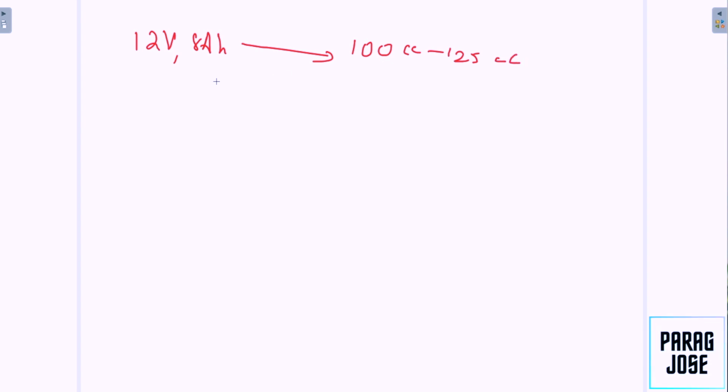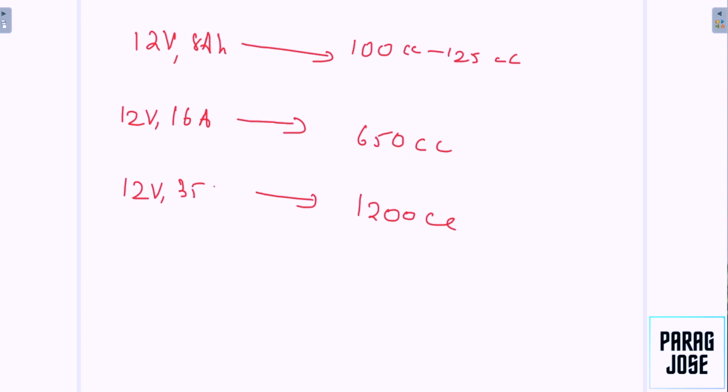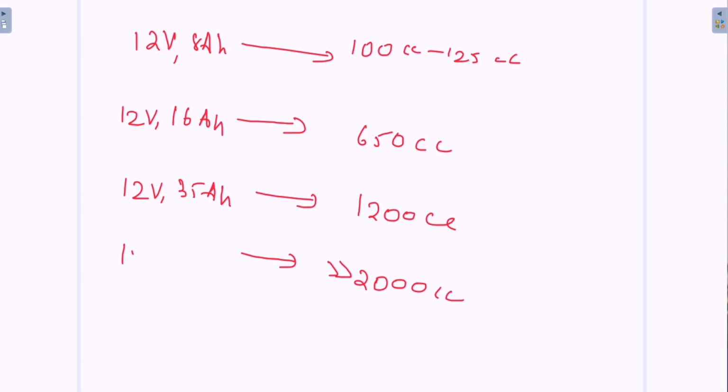Then if we come to a 650cc range, the battery pack comes to around 12 volt 16 ampere hour. And if we go above, say, 1200cc, the battery pack will be around 12 volt 35 ampere hour. Then if we go on increasing, maybe greater than 2000cc, the battery pack again increases. So basically the battery pack capacity increases with the increase in the load.